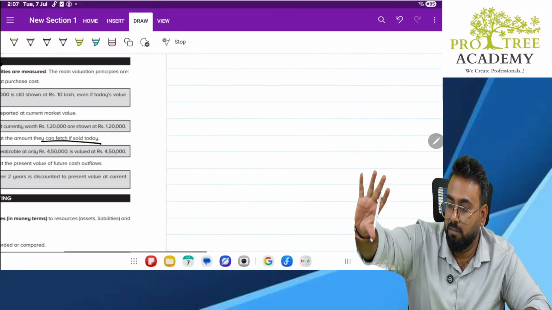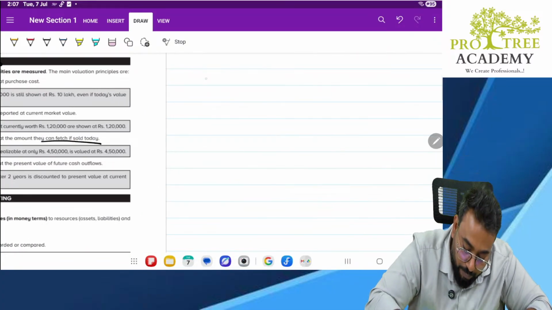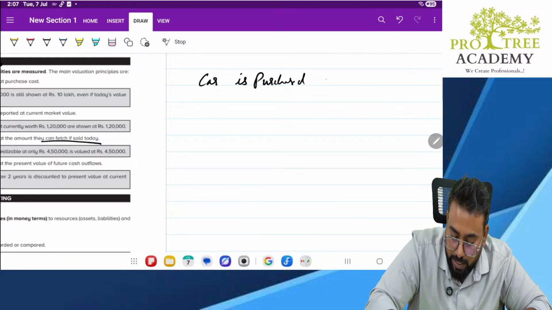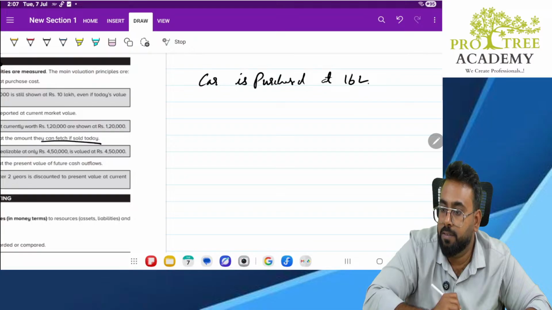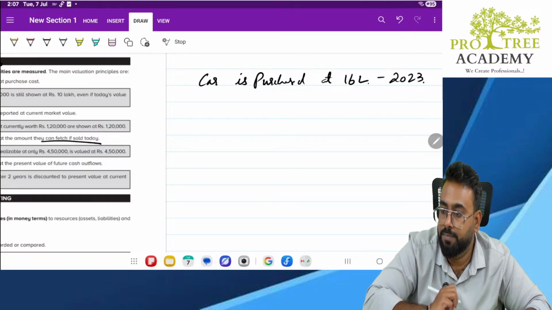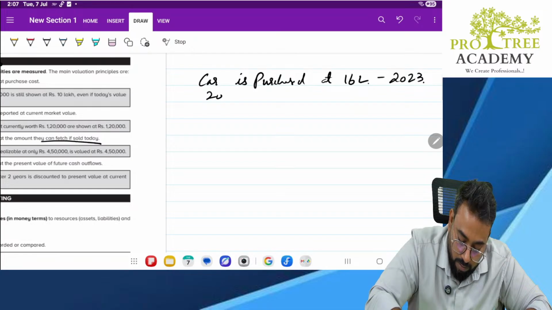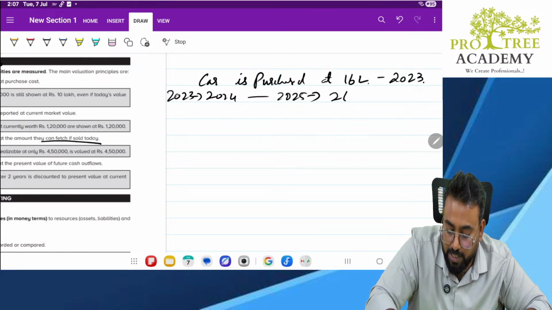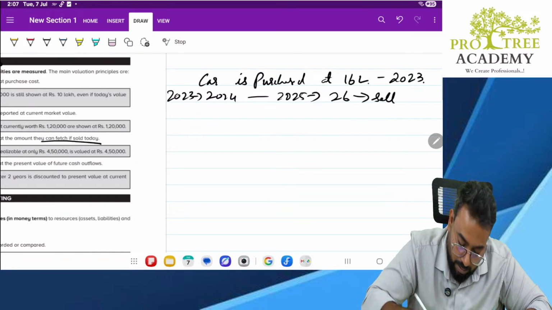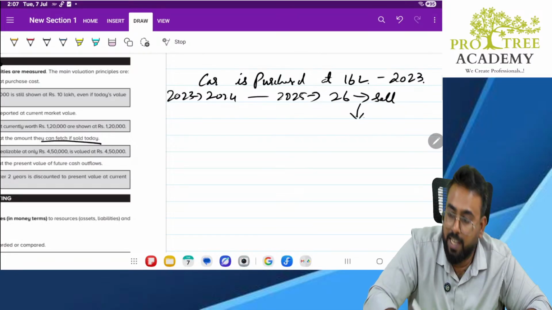Now, let's go back to the same example of the car. The car is purchased, say, at 16 lakhs, in the year 2023. In 2024 I used it, in 2025 I used it. Now, in 2026, I want to sell. Correct? Everybody is understanding? Now, at what price can I try to sell?